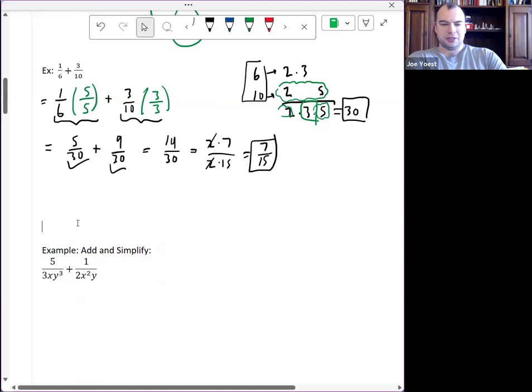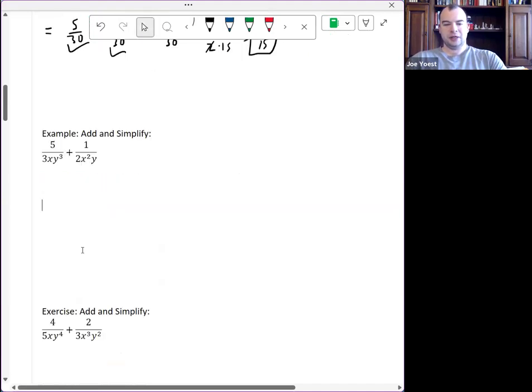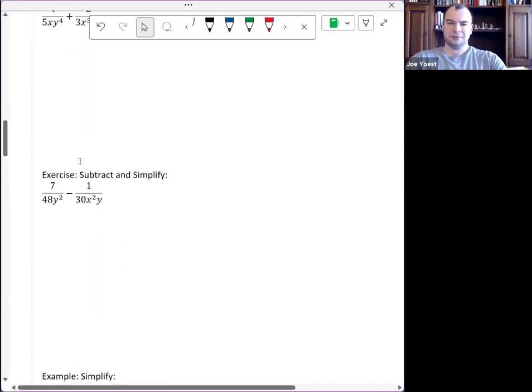Okay, so now let's move on to adding some rational expressions with unlike denominators. We'll start with denominators that are monomials, and then we'll progress to denominators that are polynomials, maybe binomials, maybe trinomials.